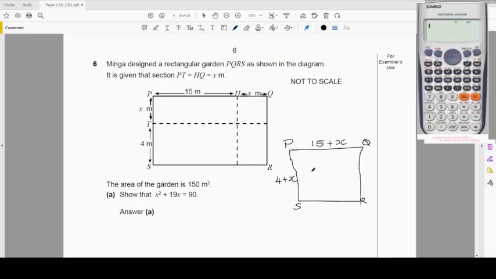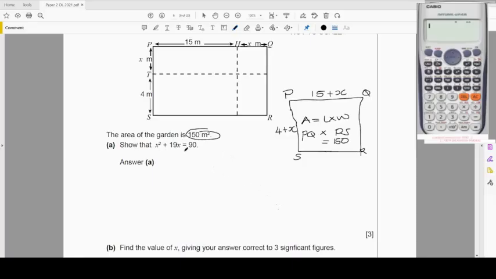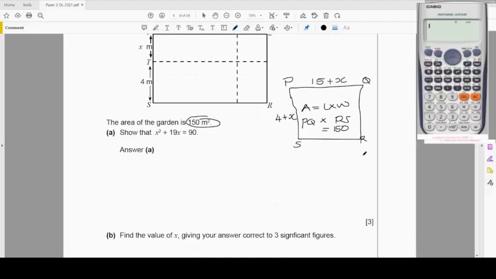Now, because this is a rectangle, we know that the area is equal to the length times the width, or length times breadth. So we would just multiply PQ times PS, and then that will give us 150 meters squared. So that is given to us in the question. So we have to show that x squared plus 19x is equal to 90. So we just go ahead and multiply. So our area, this is length times width. So we have PQ times PS, and our PQ, we're going to put that in brackets. It's 15 plus x.